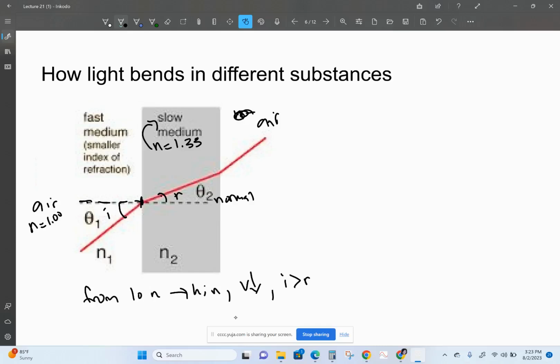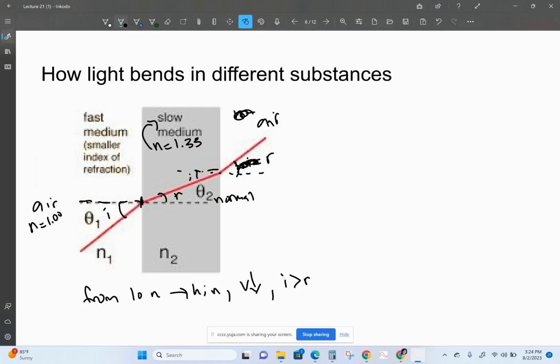Then when we go back out into the air, which has the same index as before, 1.00, it will speed up by the same amount that it slowed down by. So this will be our new angle of incidence, equal to whatever it refracted at inside, and because they're parallel, opposite interior angles are equal. So it's going to be equal to that original angle that it went in at.